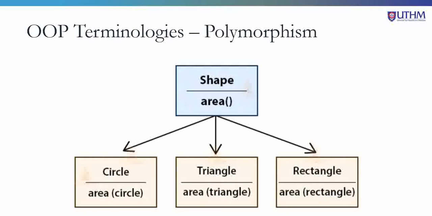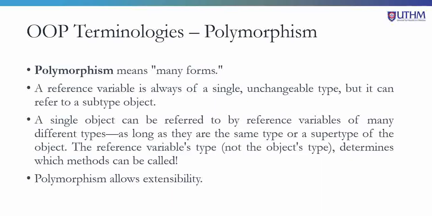So polymorphism means a reference variable is always of a single unchangeable type, but it can refer to a subtype object. A single object can be referred to by references of many different types, as long as they are the same type or a supertype of the object. The reference variable type, not the object type, determines which methods can be called. It allows extensibility.